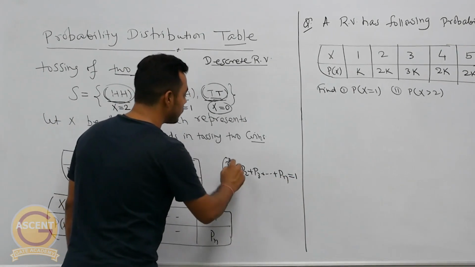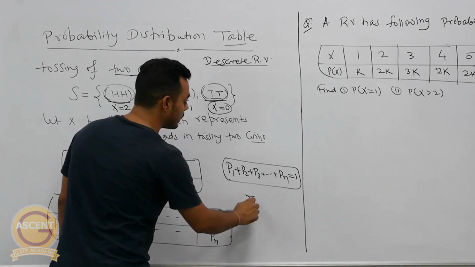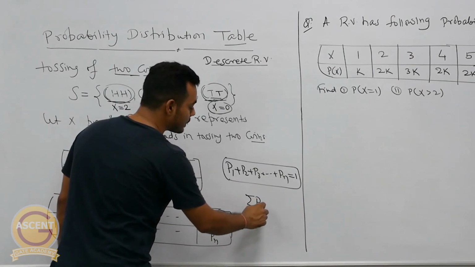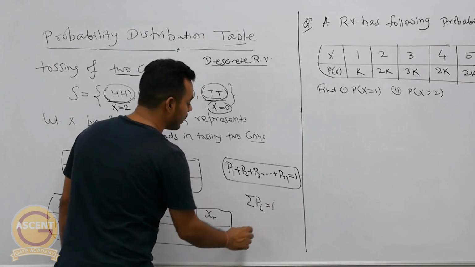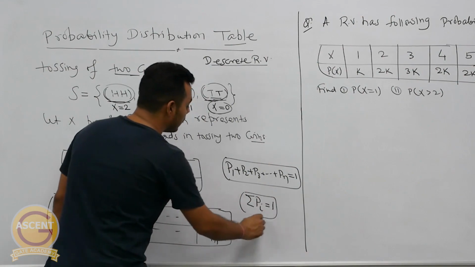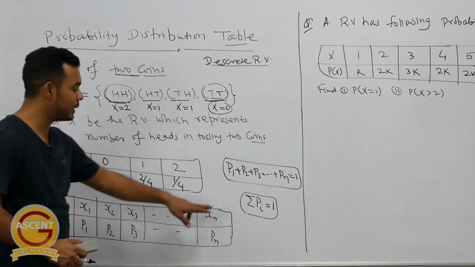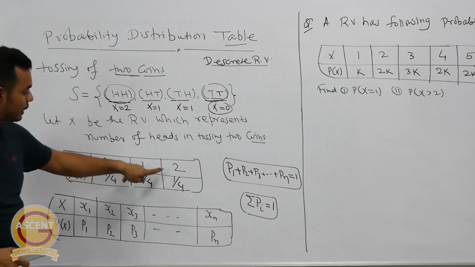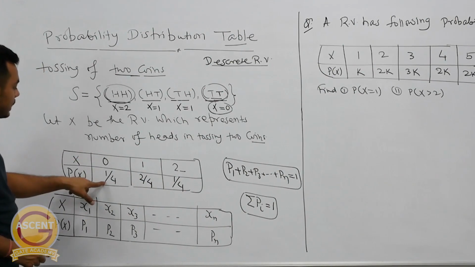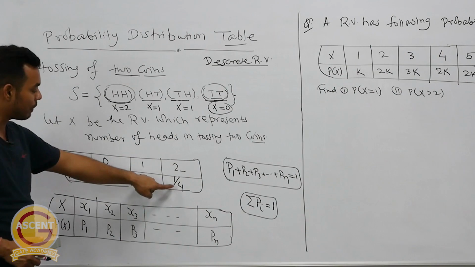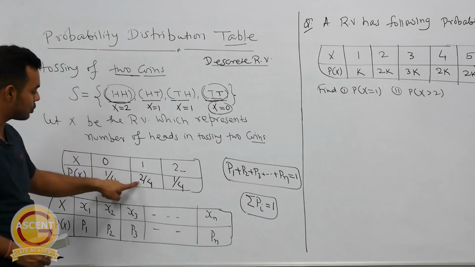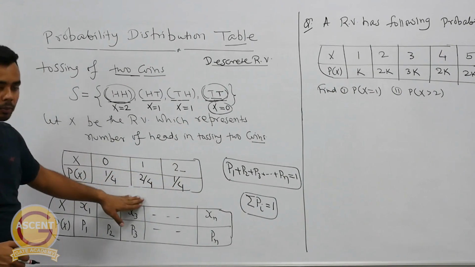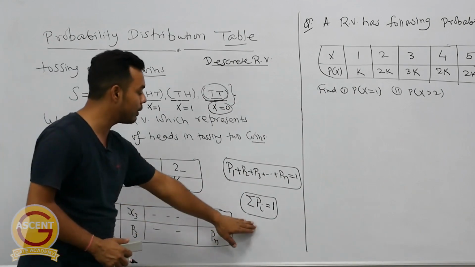Now this result is very, very important. You can write this result in summation form also: summation of pi, for i from 1 to n, equals 1. You can verify this here also. For example, if X was the number of heads, then these are the 3 possible values of X, and these are their corresponding probabilities. If I add 1 by 4 plus 2 by 4 plus 1 by 4, then I will get 1. So this is a very important result.